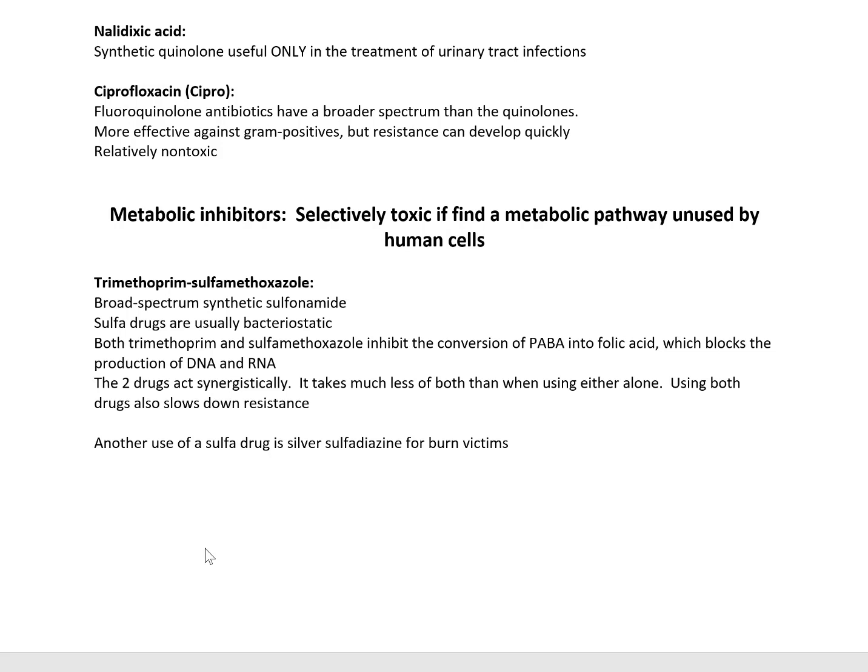And lastly, there is silver sulfadiazine, which is used for burn victims. So that would be another use of a sulfa drug. So those are your metabolic inhibitors.